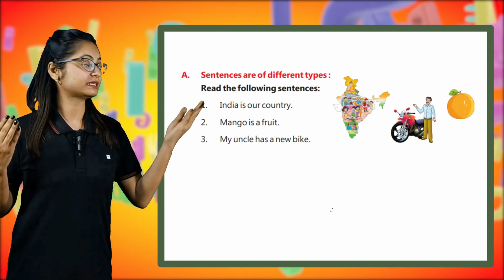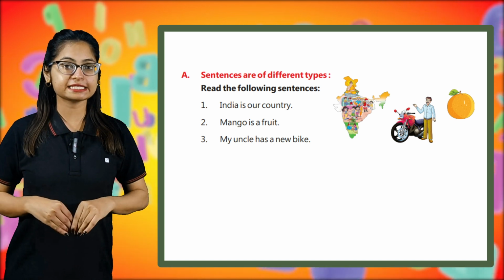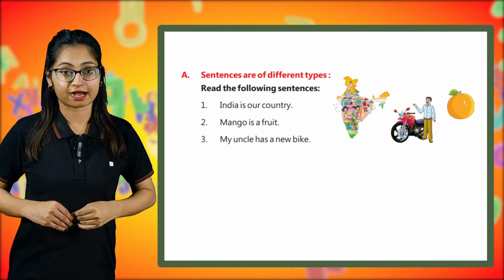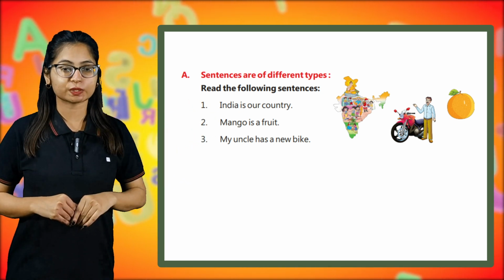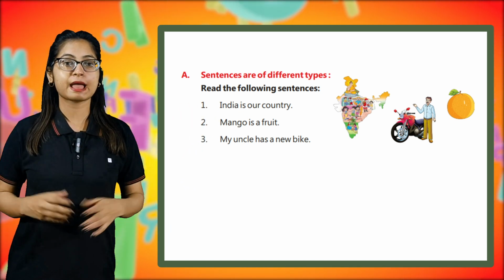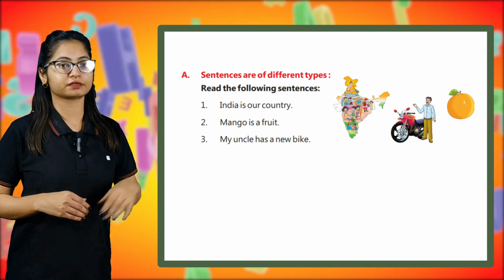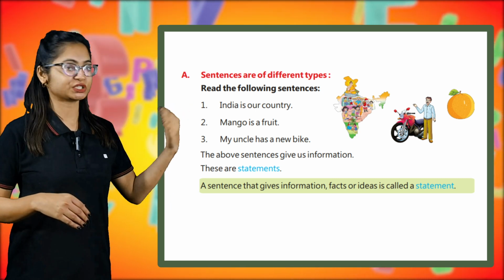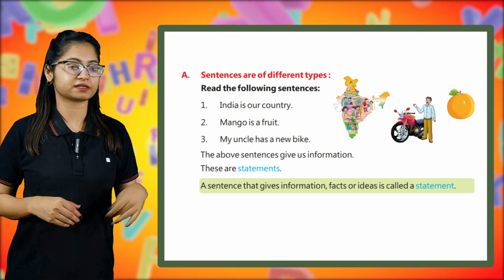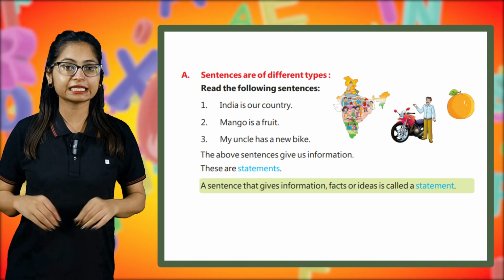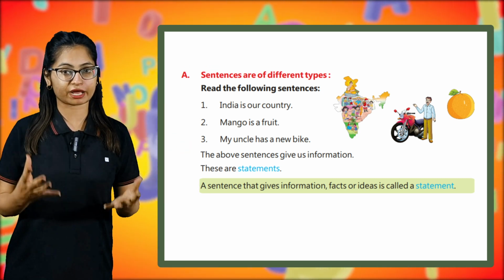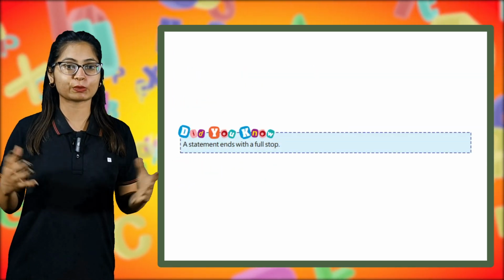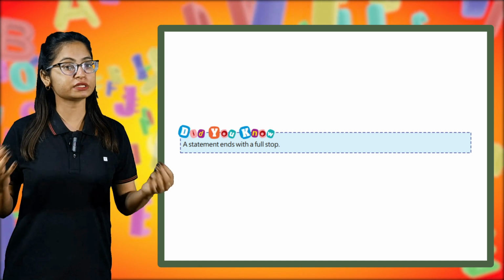Now let's move to part A. Some sentences are of different types. Read the following sentences. India is our country. Mango is a fruit. My uncle has a new bike. The above sentences give us information. These are statements. A sentence that gives information, facts or ideas is called a statement. So students, did you know a statement ends with a full stop?